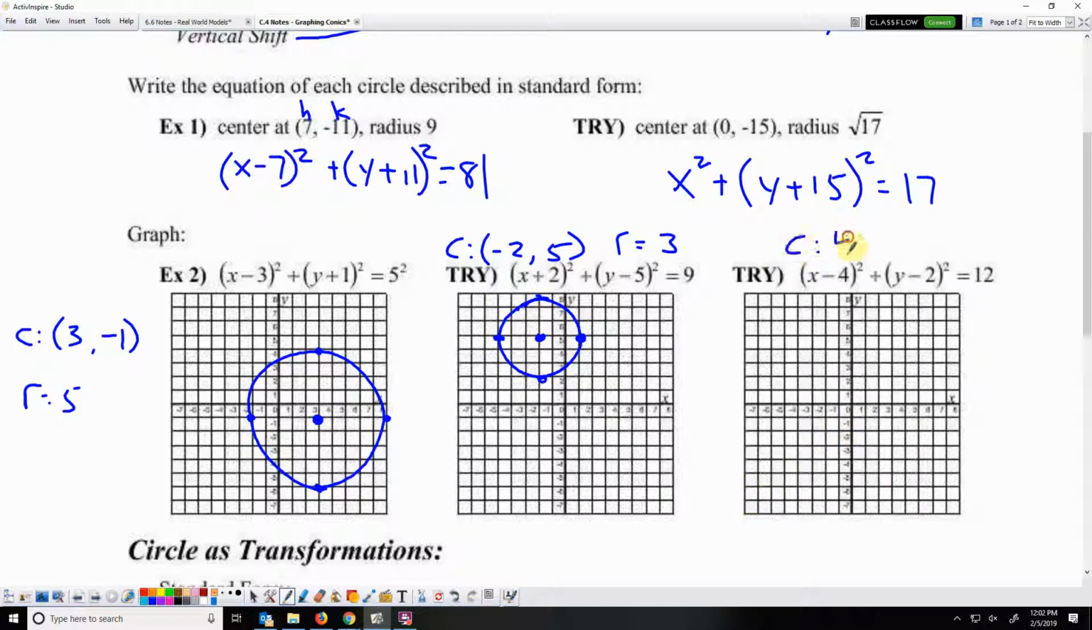Okay, and here we've got a center of 4, 2, and the radius is the square root of 12. And if you type the square root of 12 in your calculator, you're going to get about 3.46, about 3.5. So over 4 up 2, and a radius of right about 3.5. So about like that.